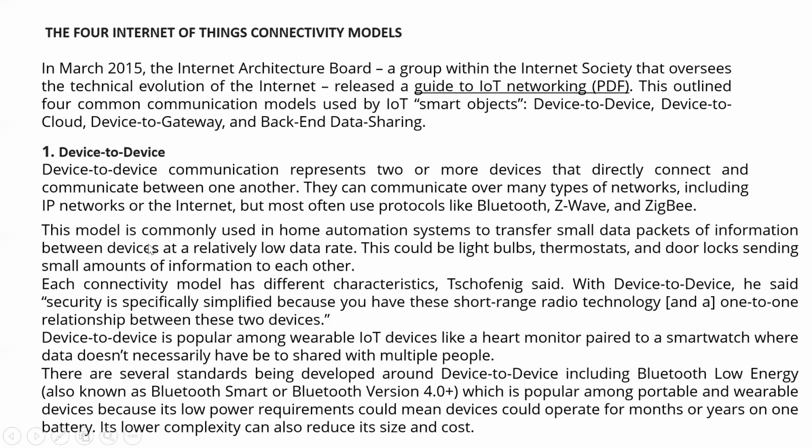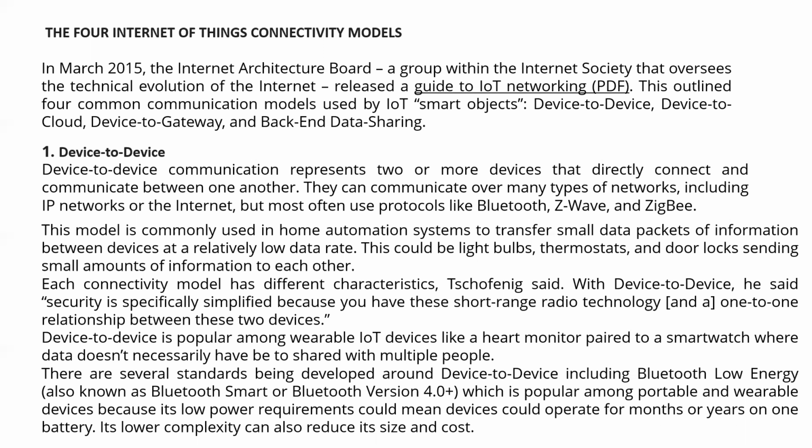Basically, the application in which this kind of communication model is present is simple application systems like your home automation system. Here the data or information is exchanged between the devices with a relatively low data rate. Your different devices, maybe your lighting system, your thermostats, door lock, etc. So basically for home automation, this device to device connectivity model of Internet of Things is employed.